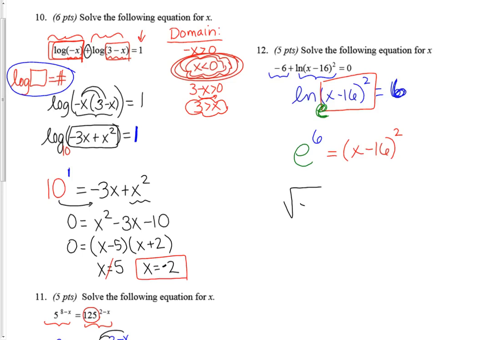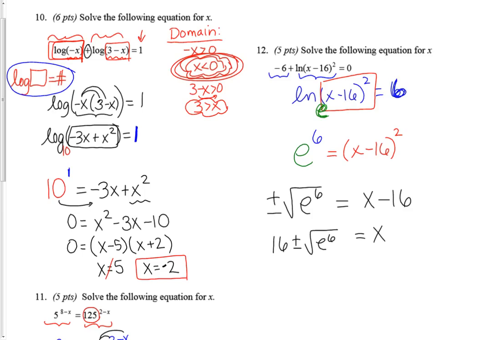When you square root both sides, you always need to plus or minus because what's inside could have been positive or negative. Then I need to get the 16 away from the x, so I'm going to add 16. It doesn't matter if I write 16 plus or minus the square root of e to the 6th, or I could write plus or minus the square root of e to the 6th plus 16.